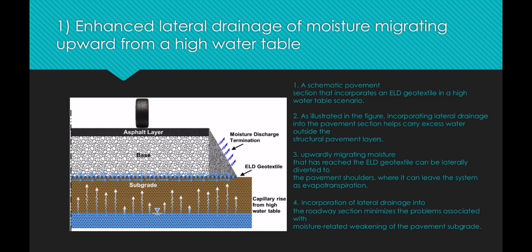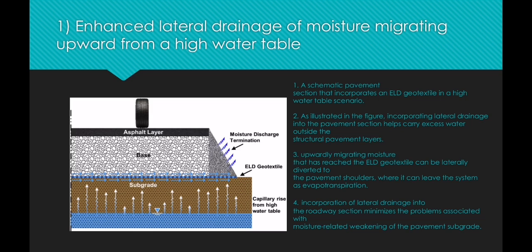As illustrated in the figure, incorporating lateral drainage into the pavement section helps carry excess water outside the structural pavement layers. Upwardly migrating moisture that has reached the ALD geotextile can be laterally diverted to the pavement shoulders, where it can leave the system as evaporation.